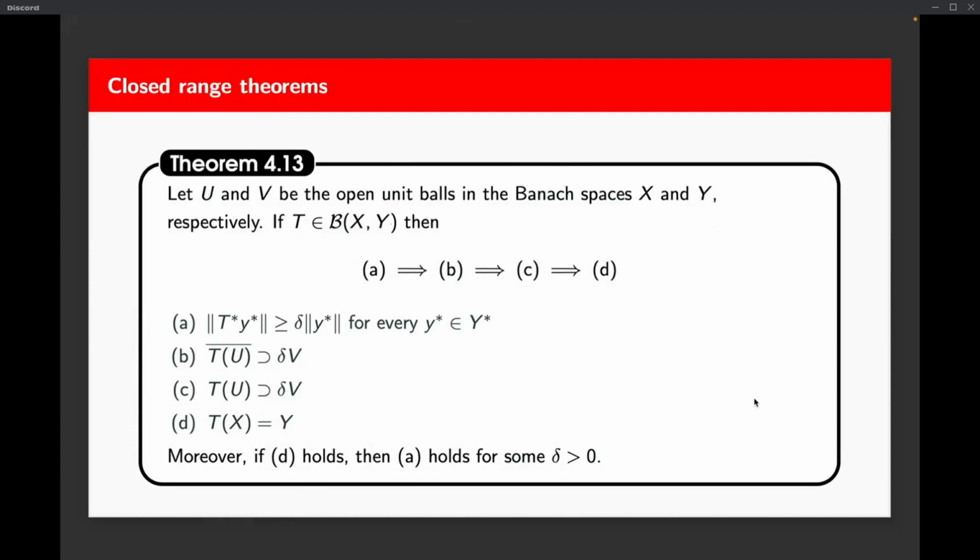Not going to go through this proof. This one was pretty tough. It sort of feels a little open mapping theorem-ish, right? It's saying, well, look, the image of the unit ball under T contains some scaled version of an open ball, right? And also the range of T of X is going to be surjective.